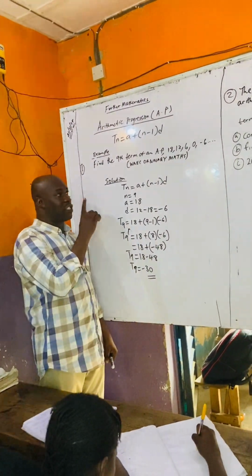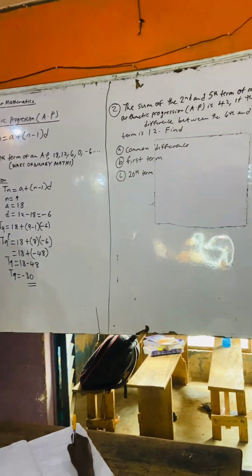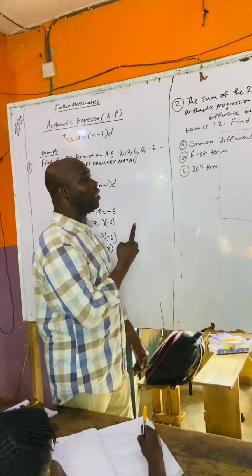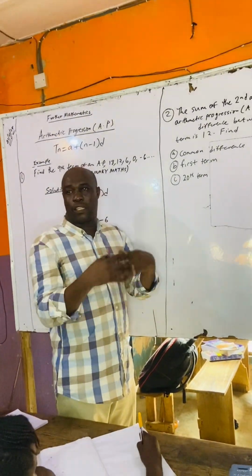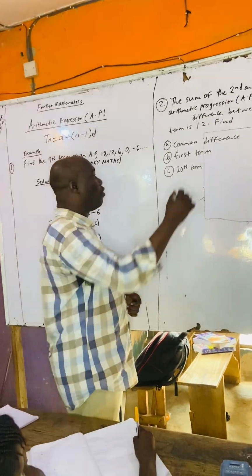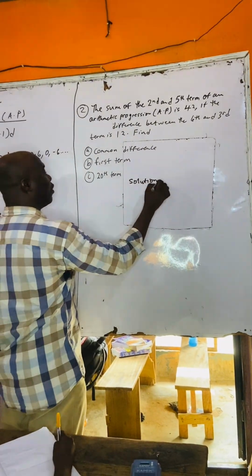Let me move to the second one. Are we together? So it's different from that. Look at this second one now. I'll just do a kind of analysis. I may ask you to do the remaining one for me. So, solution. Are we together? Yes, sir. Good.